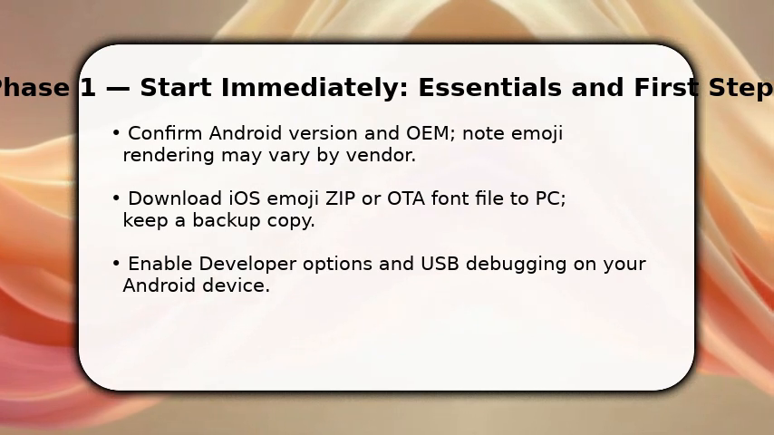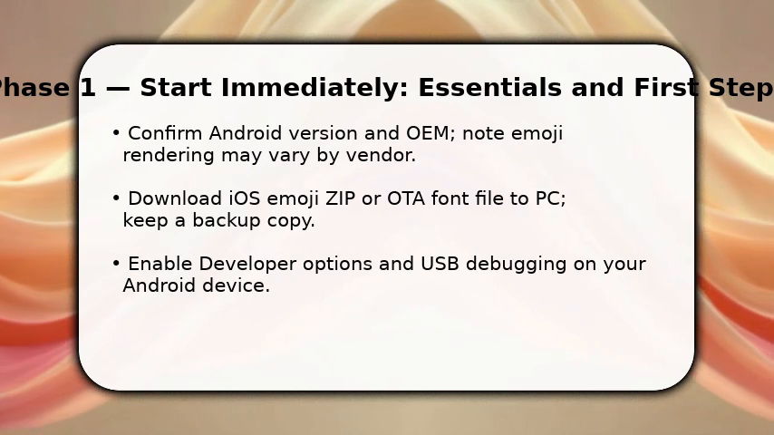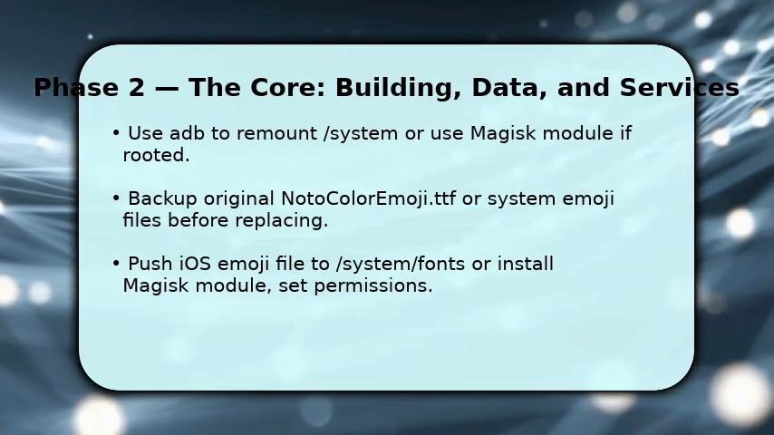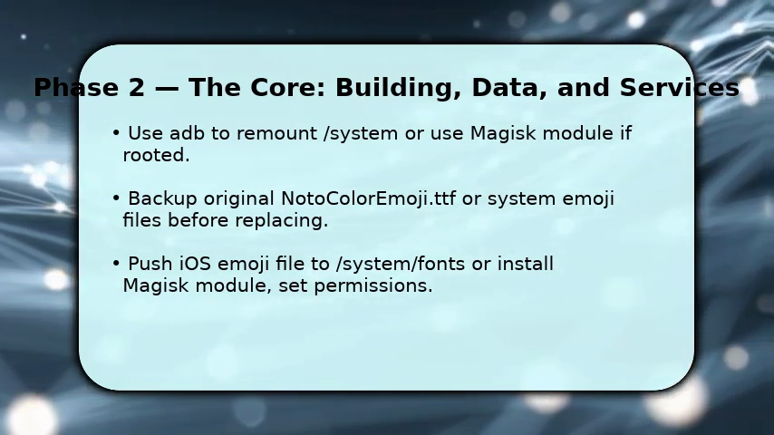Once done with prep, connect your device and use ADB to access system files. If rooted, remount /system read-write or install a Magisk module, which avoids direct edits. Both approaches let you change the system emoji file.